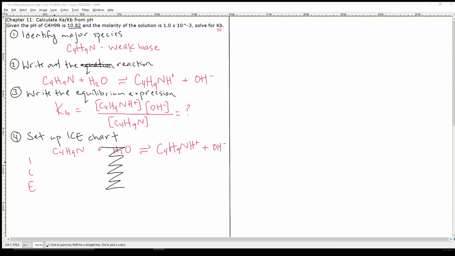Okay, so what do I know? I know the molarity of my solution. There it is, 1.0 times 10 to the negative third. They told me that it started off with that concentration.